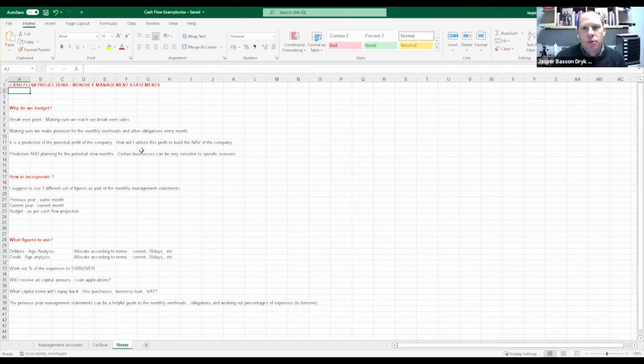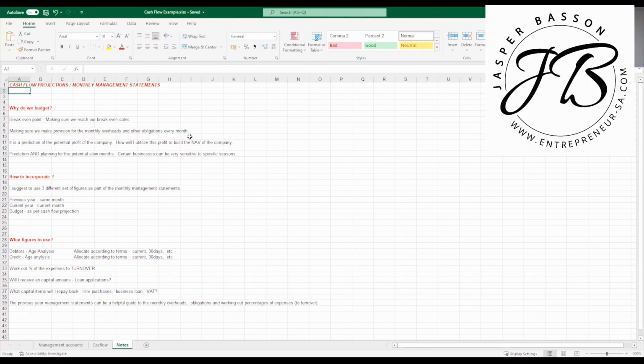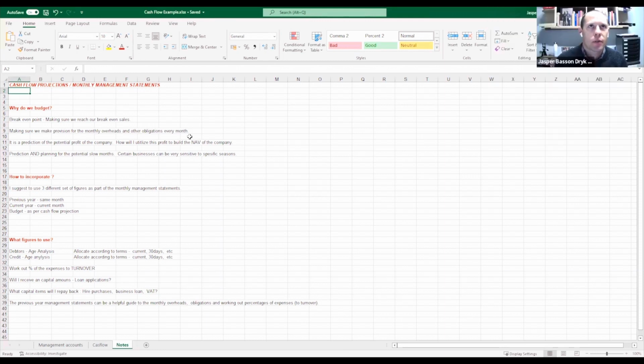Just a few points before we go into the actual practical exercise. But why do we actually budget? Something I've probably handled and discussed in both session 1 and session 2 was the break-even point.